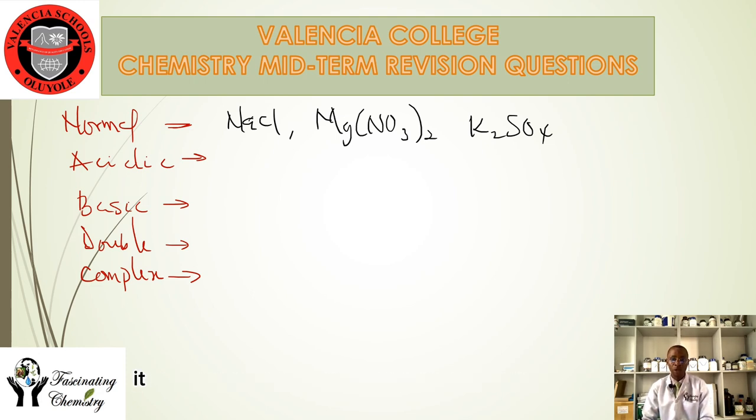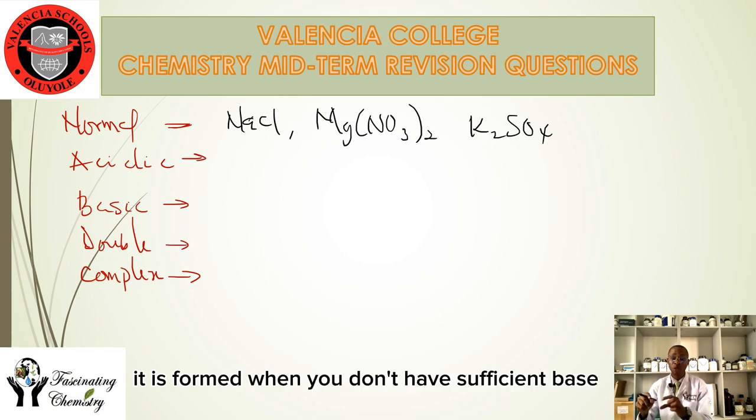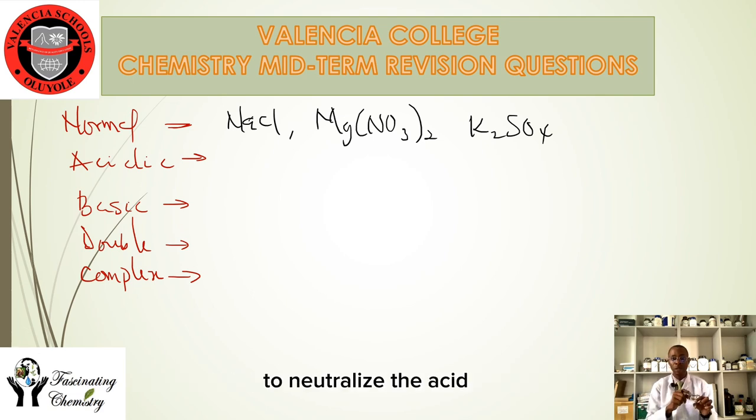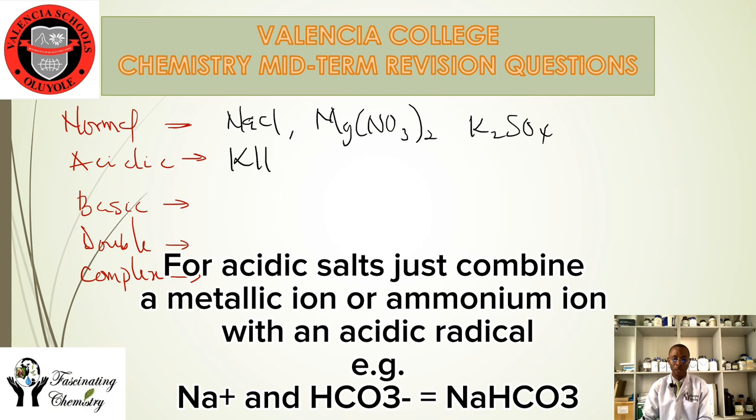Now, when do you form an acidic salt? It is formed when you don't have sufficient base to neutralize the acid. So meaning that the salt is still going to be having a trace of the hydrogen ion in the acid that makes that salt. So when you are given examples, you can have examples like KHSO4. This hydrogen somewhere in between is already pointing at the fact that you have an acidic salt. Or you have, say, MgHPO4. Okay, this is also an acidic salt.